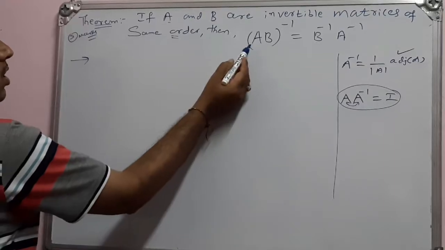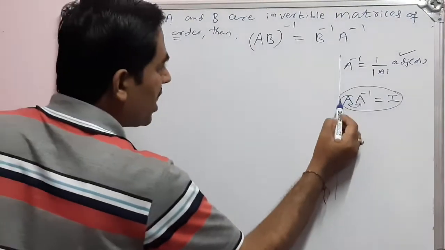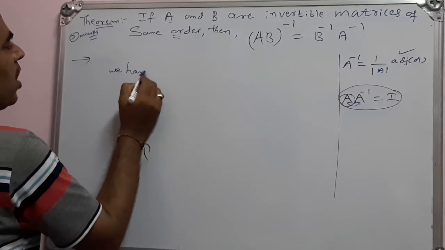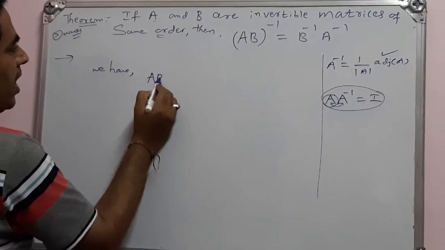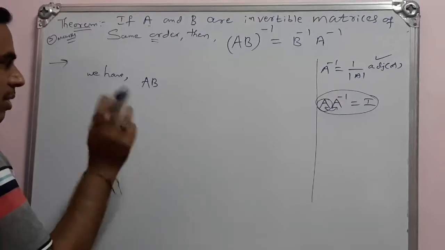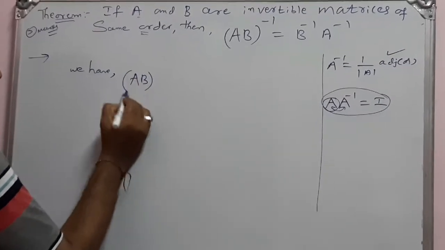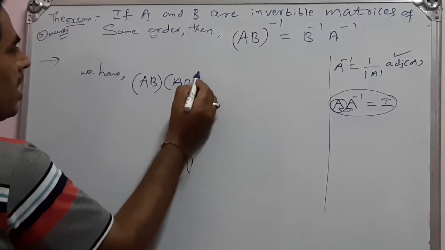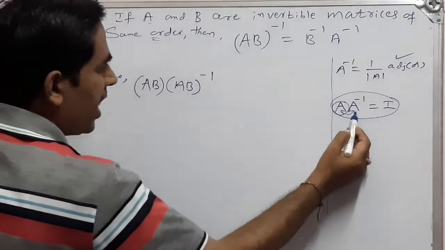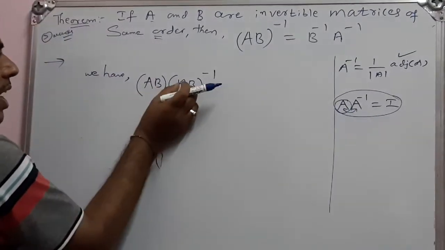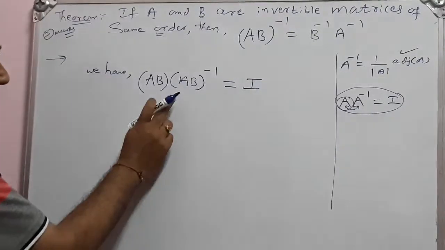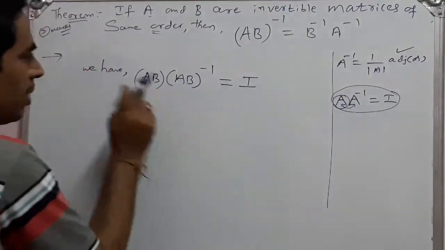Here there are 2 matrices, so you replace A by AB. We can start like this. If I multiply 2 matrices, I will get another matrix, AB. Now what is the inverse of AB? I can write it as AB into (AB) inverse. The product of AB and its inverse should give me what? The identity matrix.